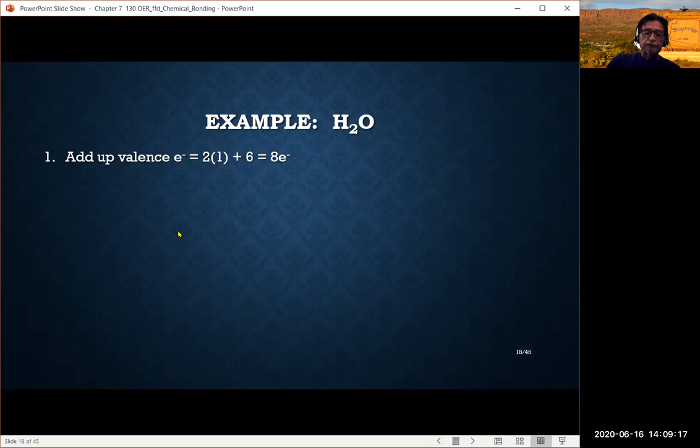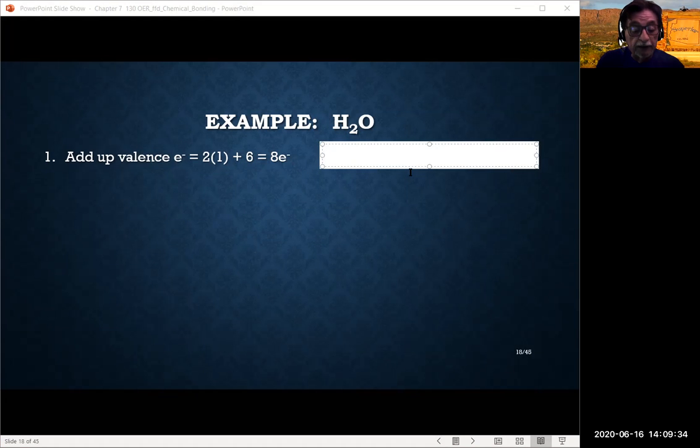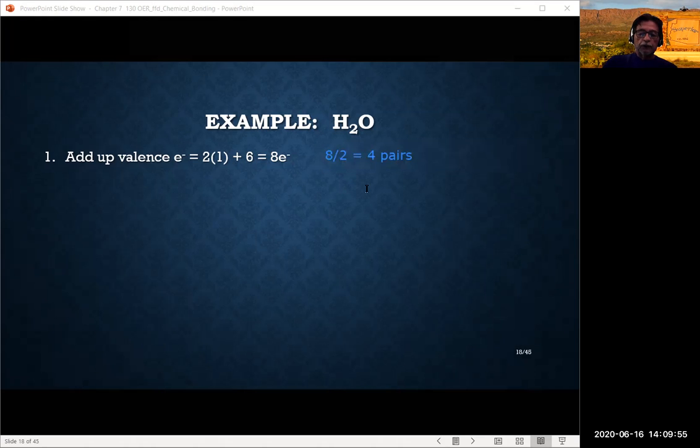So oxygen brings in 6, hydrogen brings in 1 apiece, and there are 2 hydrogen atoms, so we have a total of 8 valence electrons. And this is where, in my case, I like to take those valence electrons and divide the 8 by 2, and that gives me 4 pairs to work with. You can do the individual electrons, but you can just divide by 2, get 4 pairs, and draw lines, and now you have an easier way to do the accounting.